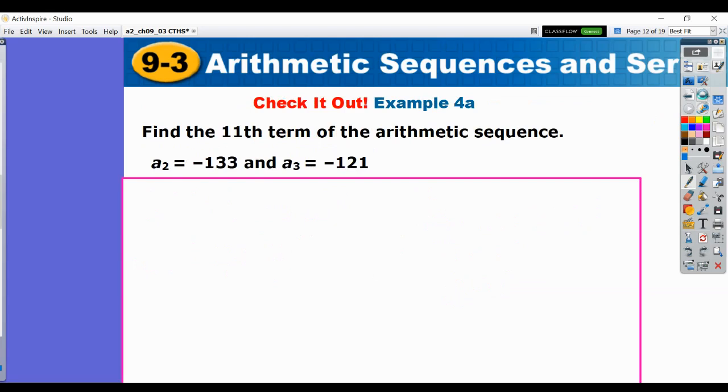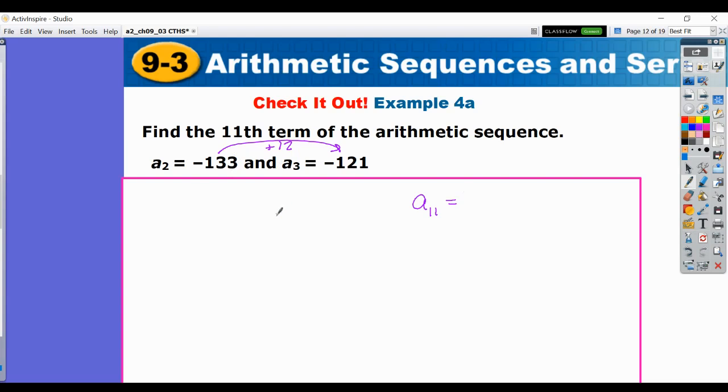Let's try another one of these. This one's a little bit easier because they gave you A2 and A3. So you should be able to figure out your common difference just by subtracting them. If you subtract those, you get 12. This is going up from negative 133 up 12 to 121. And then you could find the 11th term by going down one more and finding the first term if we wanted. Or we could start at the second term and find the 11th term. We could just keep adding 12. There are so many ways to do this.